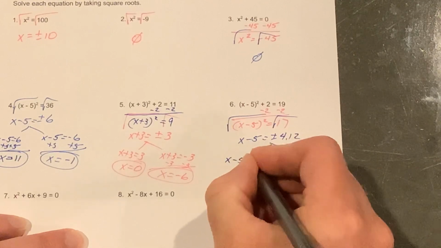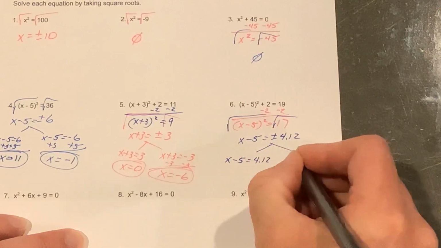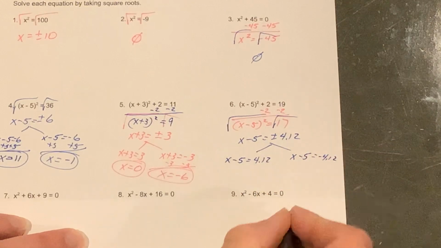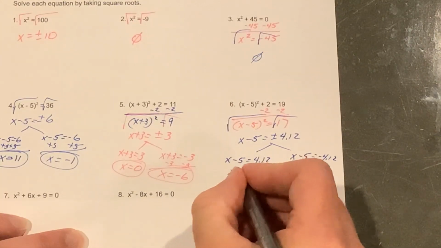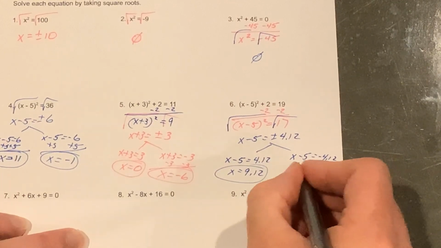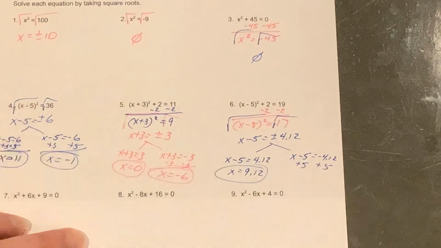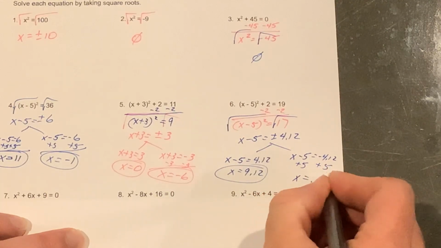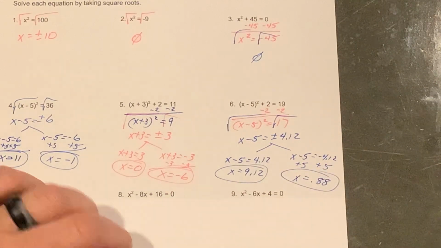x minus 5 equals 4.12, and x minus 5 equals negative 4.12. Add 5, we get x equals 9.12. That's an answer. Add 5 over here, and if we get negative 4.12 and we add 5 to it, we get 0.88. So both answers are positive, and we go from there.